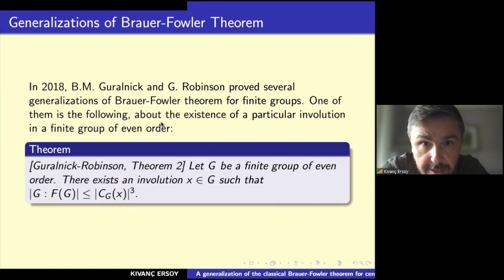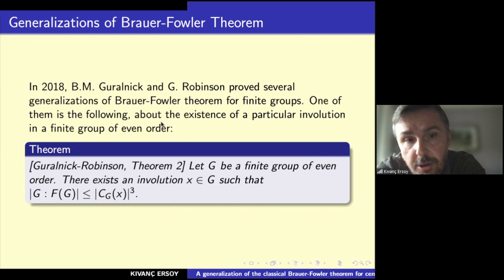One of them is the following, about the existence of a particular involution of a finite group of even order. Let G be a finite group of even order, then there exists an involution x such that the index of the Fitting subgroup of G is bounded by the cube of the centralizer of this involution.